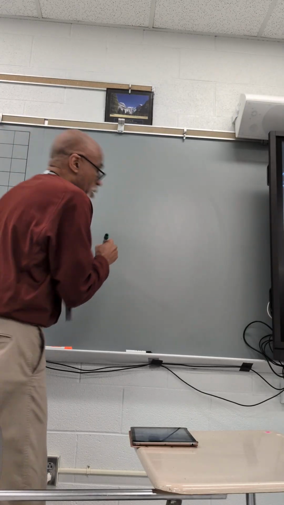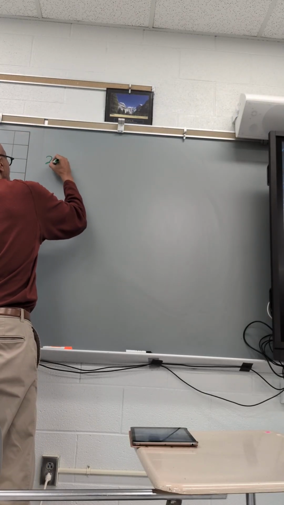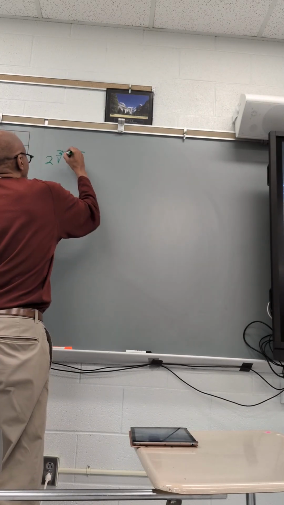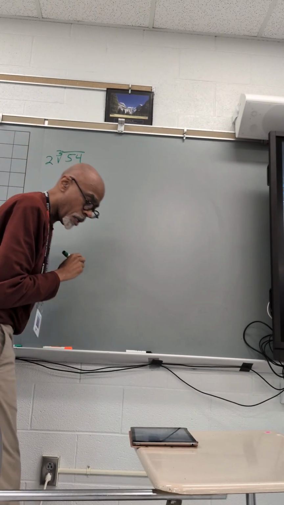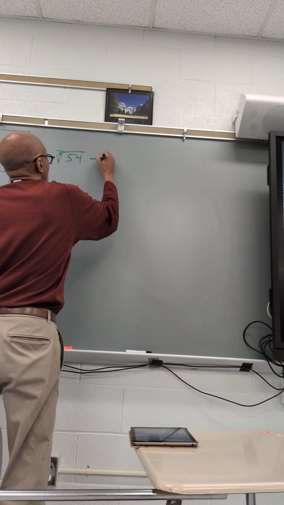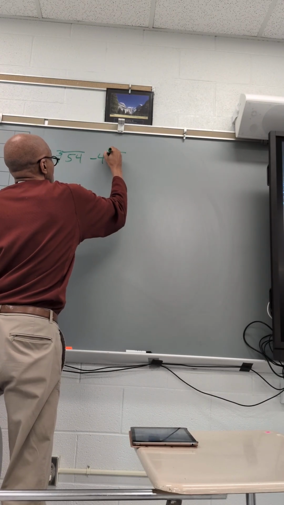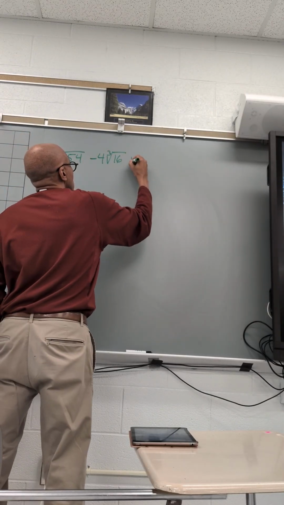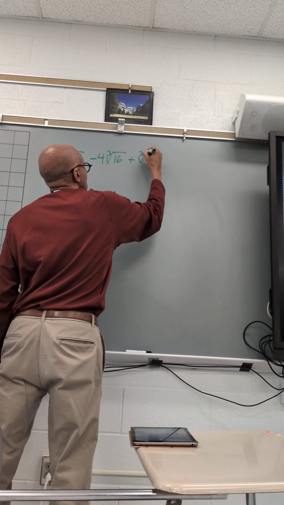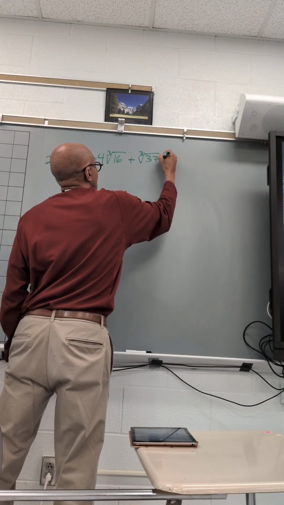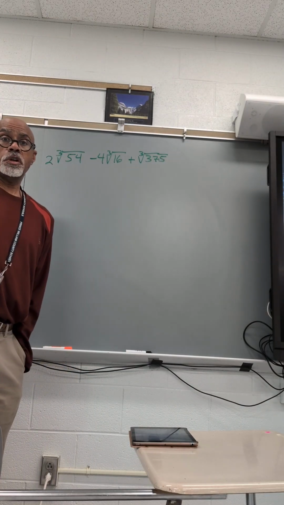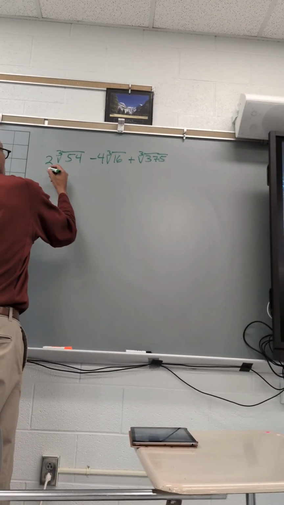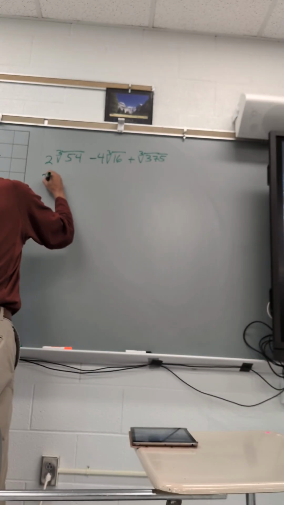So anyway, we have 2 times the cube root of 54 minus 4 times the cube root of 16 plus the cube root of 375. Now you're going to need to do your factoring down to your prime factors. And when you do that, you will end up with this.